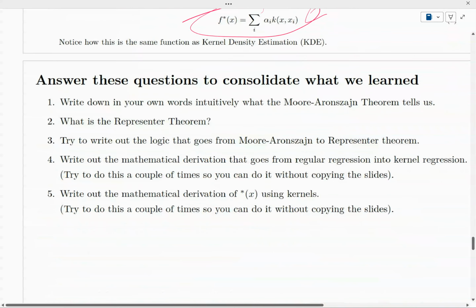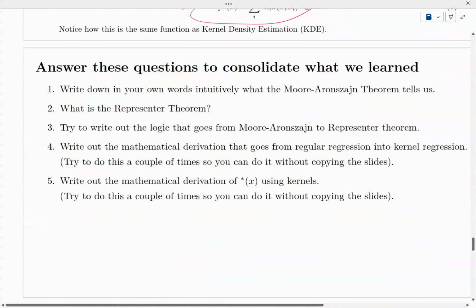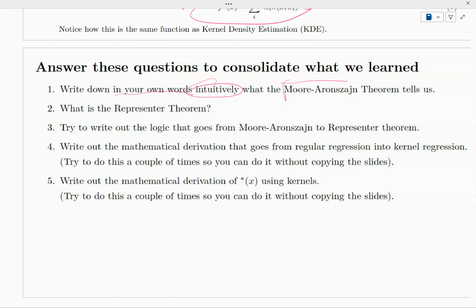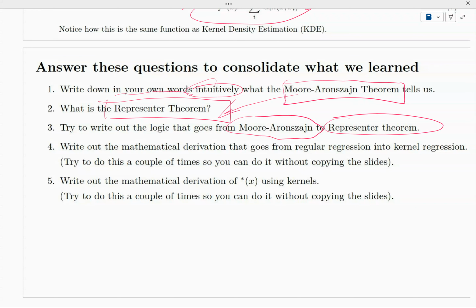Okay, now that we've gone through this, I want you to answer these questions to really help you consolidate everything we've learned. I want you to write down in your own words, intuitively, what the Moore-Aronszajn theorem is really saying. And then try to follow the logic of how the Moore-Aronszajn theorem leads to the representer theorem. I want you to write this logic out. You want to slowly think through what Moore-Aronszajn is telling us, and then how that leads to the representer theorem.